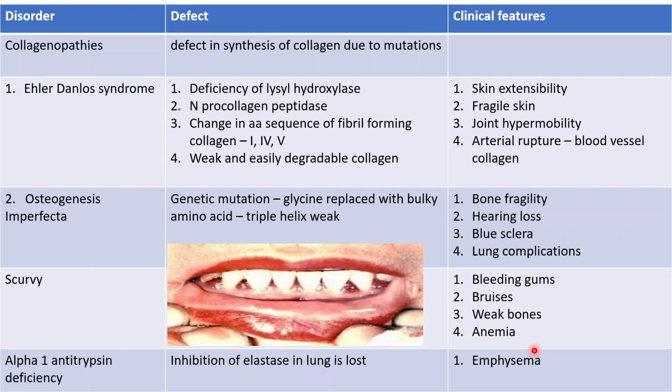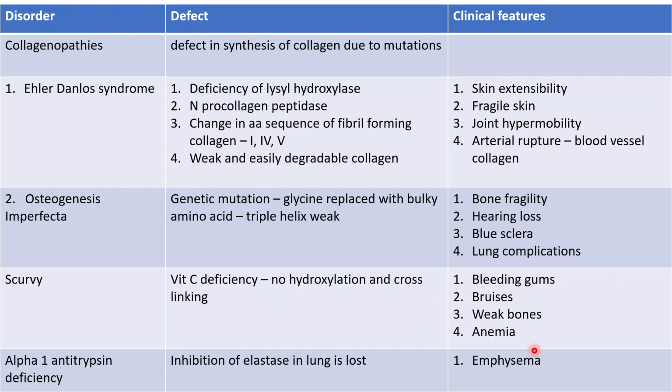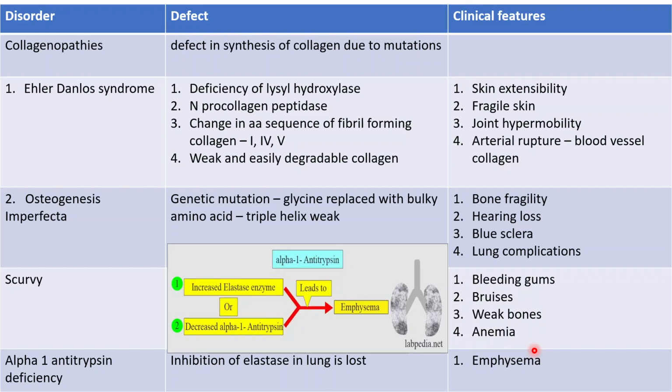Lastly we have alpha-1 antitrypsin deficiency. In this case, the inhibition of elastase is lost in the lung. Normally, alpha-1 antitrypsin inhibits the enzyme elastase. Elastase is a proteolytic enzyme which breaks down tissue, so we do not want overactivity of elastase. If elastase is overactive, it will lead to breakdown of the lung parenchyma, which ultimately leads to emphysema. So alpha-1 antitrypsin inhibits this elastase enzyme, and as a result it protects against emphysema.